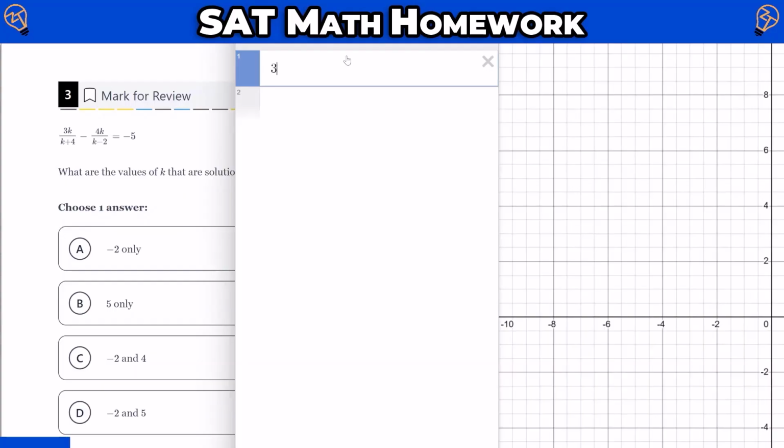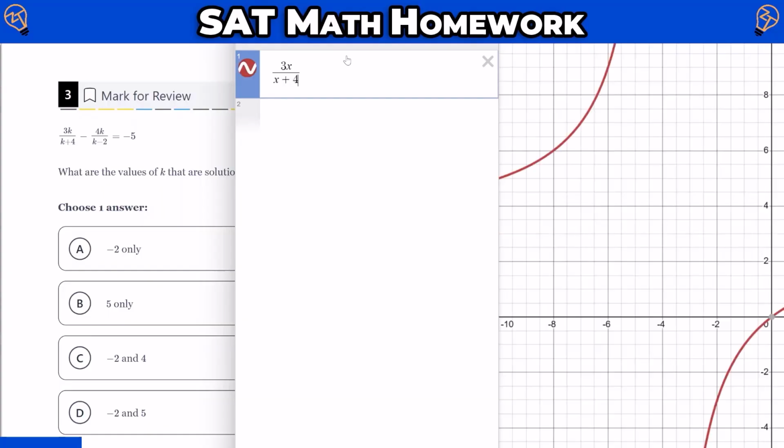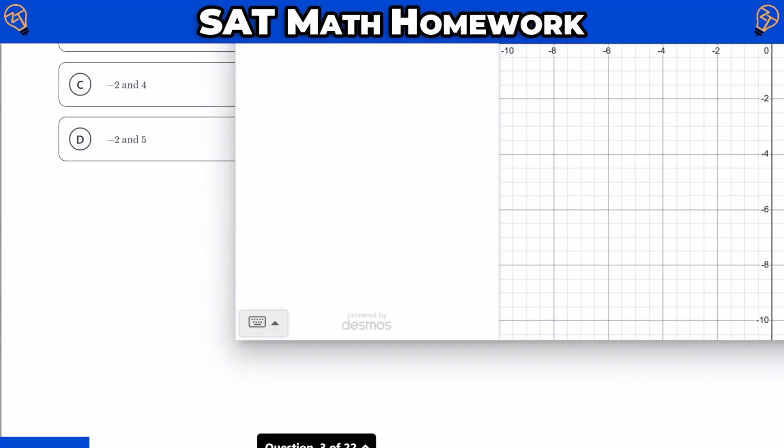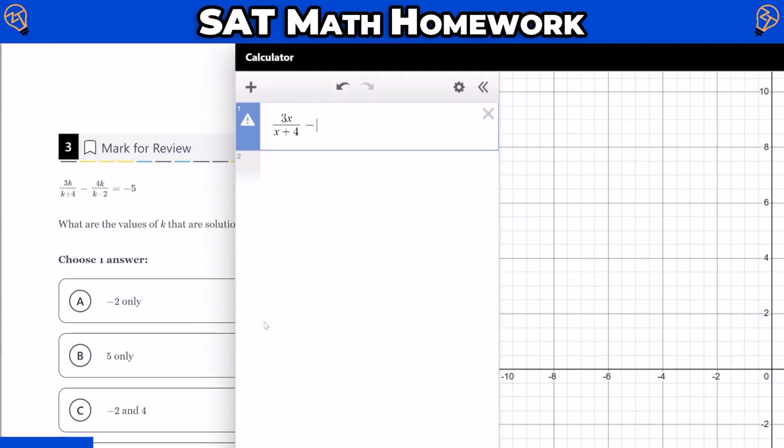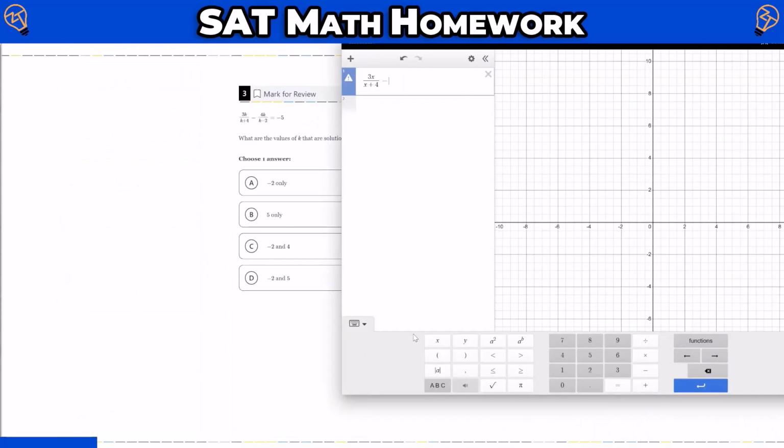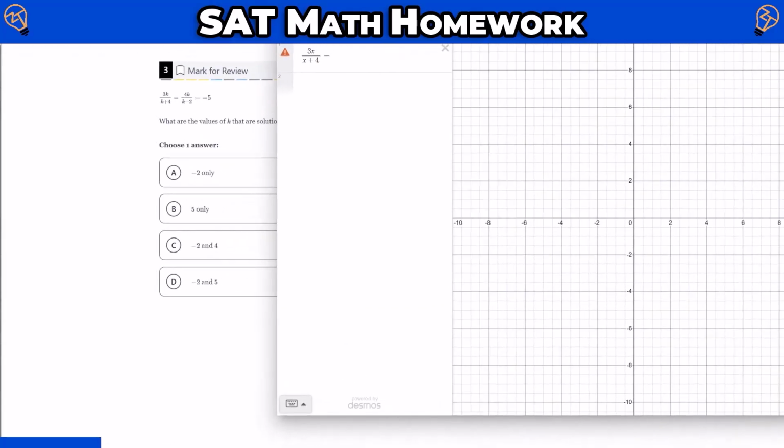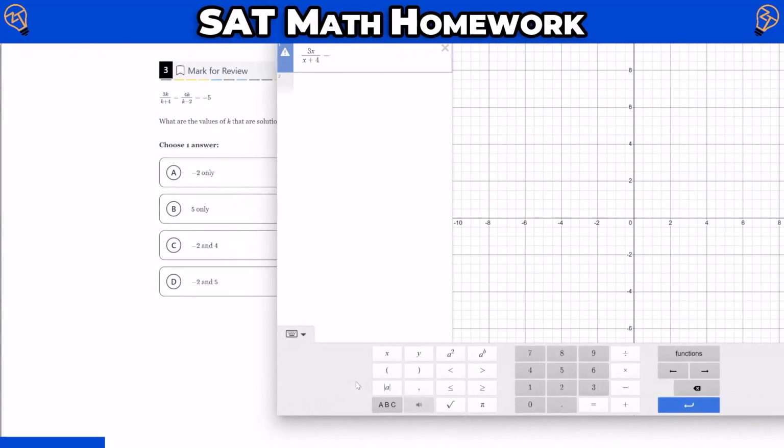So I'm going to do 3x. I'm just using my keyboard. I'm going to do the slash, that's by the question mark on the keyboard, and I'll do x plus 4. I'll go to the right, I'll press minus. If you prefer to use the keyboard that they provide, you totally can. You can click there and it opens up the keyboard, but I personally prefer doing it with my actual keyboard, but you could do it here. If you did so, you'd be doing 4x, and then when you do divided by, you put the x minus 2, and then we'll go equals -5.